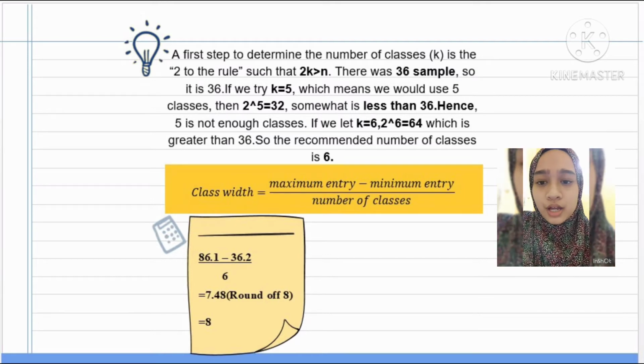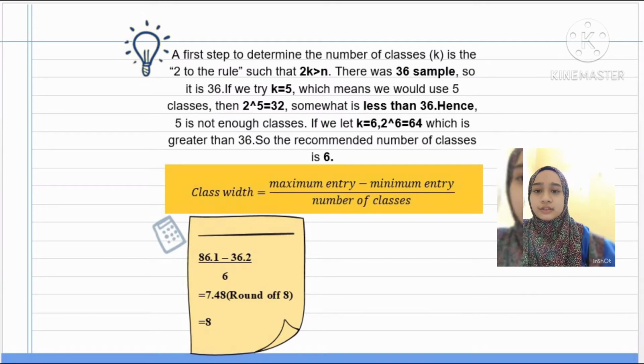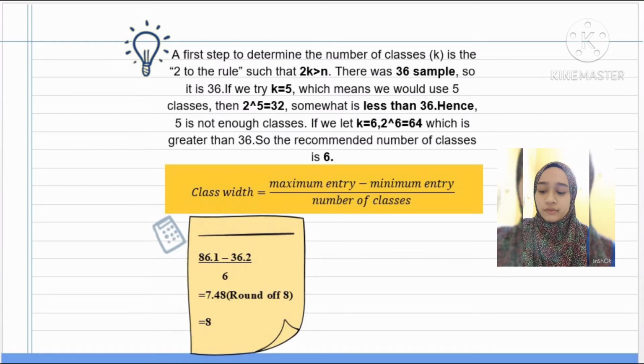Step 2. Determine the class interval width. The formula is class width equals maximum entry minus minimum entry divided by number of classes. 86.1 minus 36.2 divided by 6 equals 7.49. So we round off and we get 8.